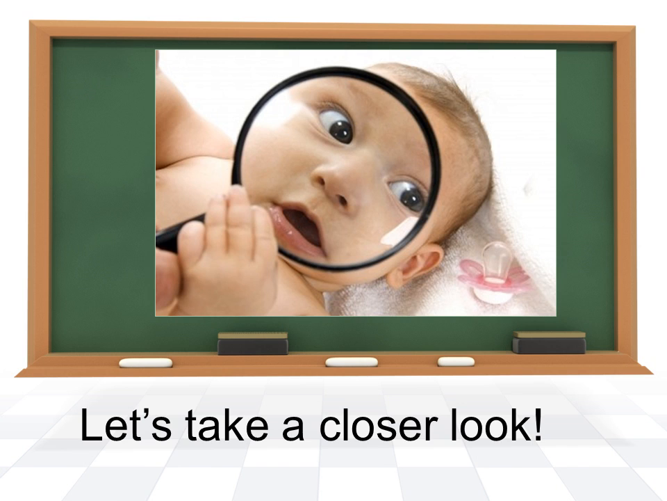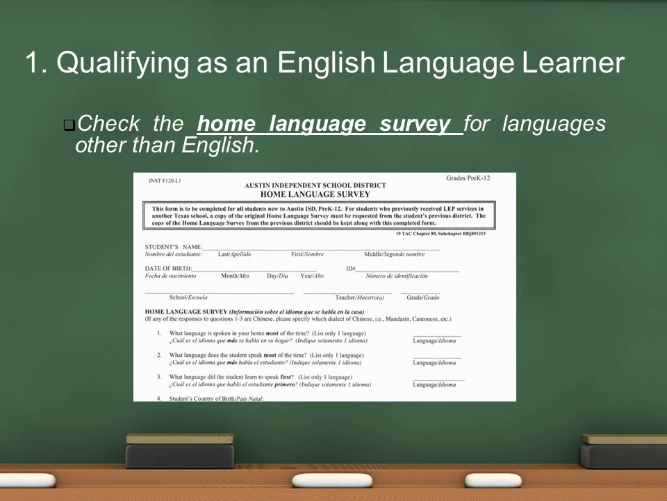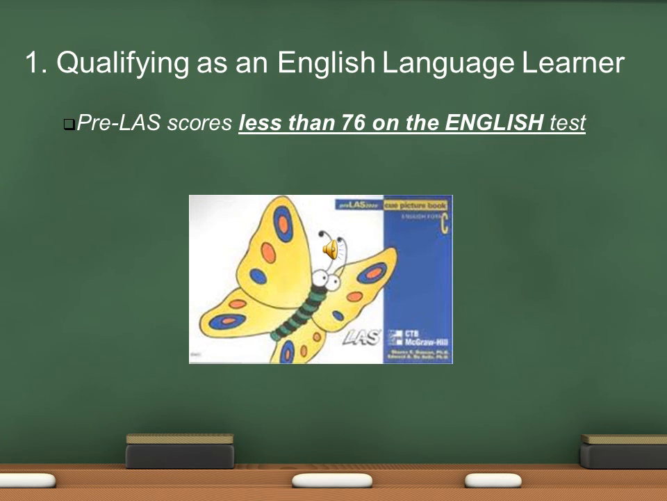Let's take a closer look at the pre-K qualifiers and the necessary documentation for each. If the parent enters a language other than English on the home language survey, the child should take the English pre-LAS test. If the student scores less than 76 on the English test, the student will qualify as an English language learner.